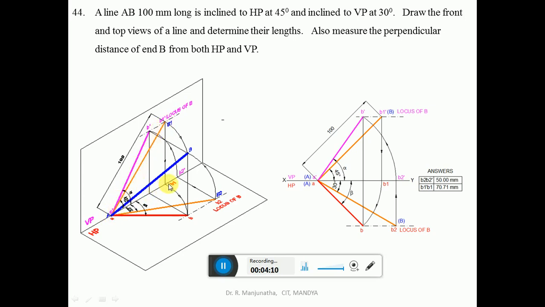But B1 is not on VP, but B1 should be in front of VP by this distance, because in the top view, the line is inclined at 30 degrees to VP for a 100 mm length. So we know this is the locus. So with A as center, taking the radius AB1, you draw an arc such that it cuts the locus of B in the top view. Then join A to B with a dark line. So we get this AB.